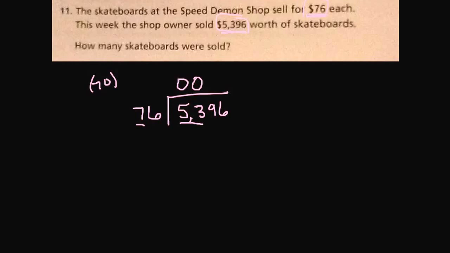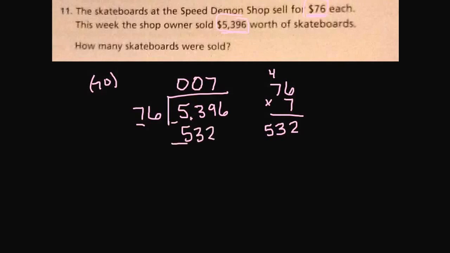Well, let's think. 7 times 8 is 56, so that would go over. So if I do 7 times 7, that's 49. That gets us pretty close. So I'm going to take my divisor, 76, and multiply it by 7. Remember, we're seeing how close we can get to 539 without going overboard. So let's start showing our work. So 7 times 6 is 42. Carry my 4 up. 7 times 7 is 49, plus 4 is 53. Perfect. 532. That's as close as I'll get, so I'm going to put my 7 up here. 76 times 7 was 532.